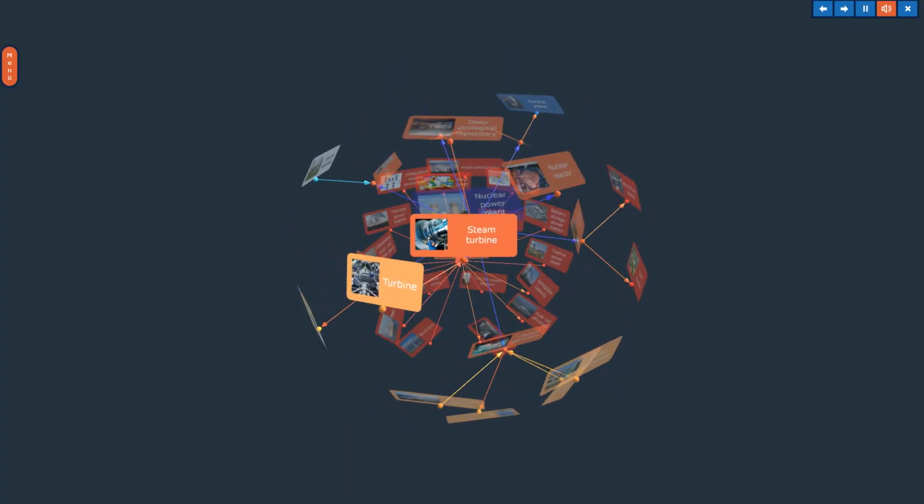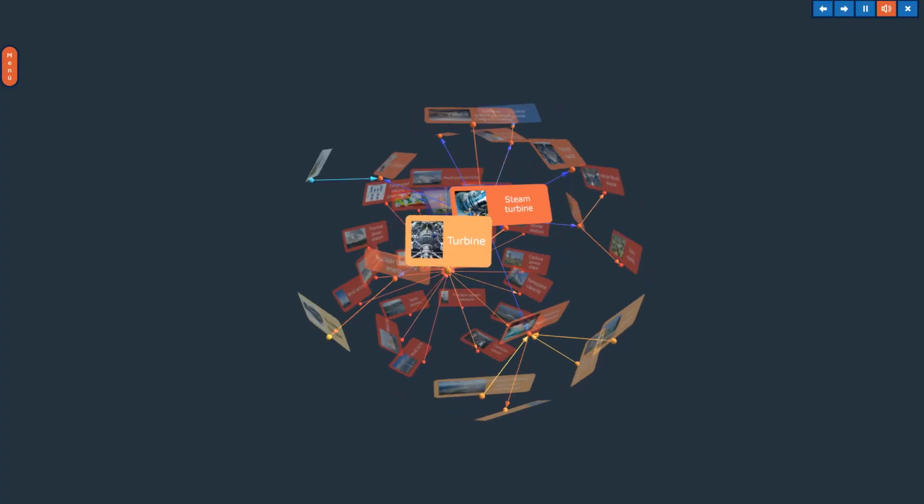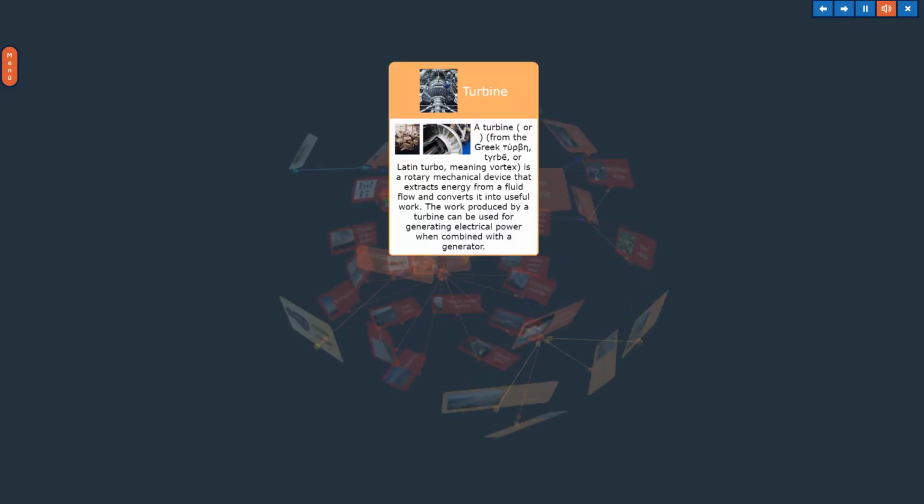The topic, steam turbine, in overview. Turbine. A turbine, from the Greek tyrbe, or Latin turbo, meaning vortex, is a rotary mechanical device that extracts energy from a fluid flow and converts it into useful work. The work produced by a turbine can be used for generating electrical power when combined with a generator.